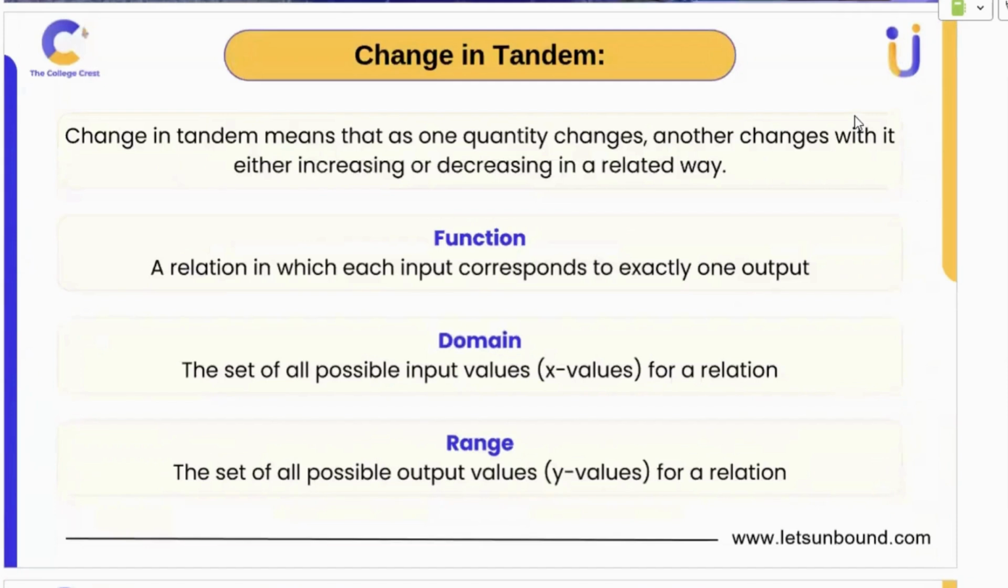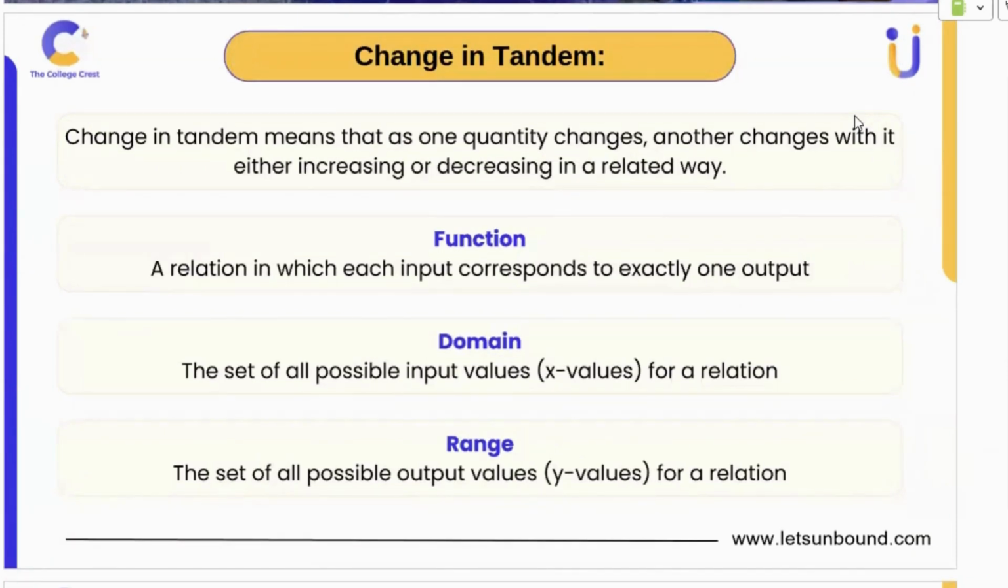So what is change in tandem basically? It means one quantity changes, the other will change along with that. Either it can be in an increasing way or in a decreasing way, in a related manner. So this change in tandem concept in math, we will apply in functions.